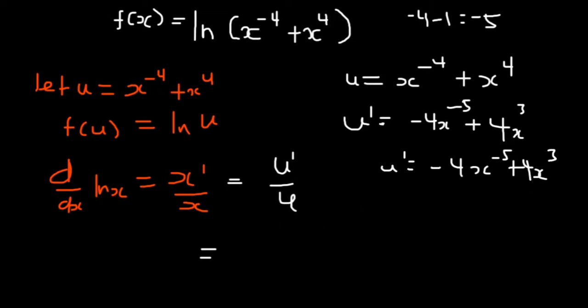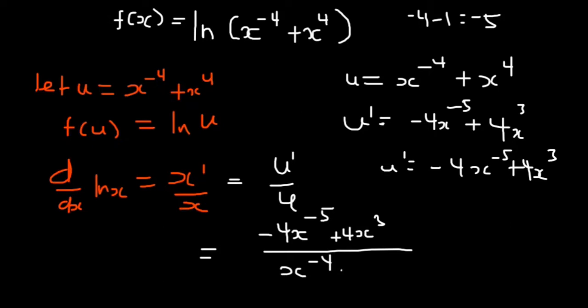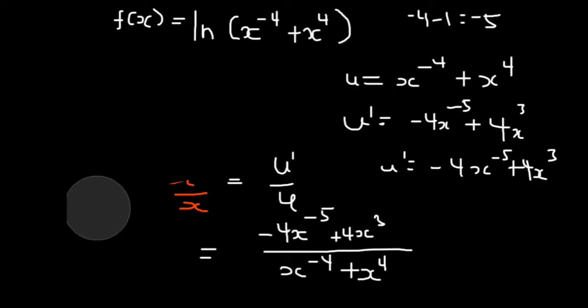So that will be minus 4x to the power minus 5 plus 4x to the power 3, all over u, which we know is x to the power minus 4 plus x to the power 4. So this is what we have now as our derivative. Let's go ahead and simplify this expression that we have here.